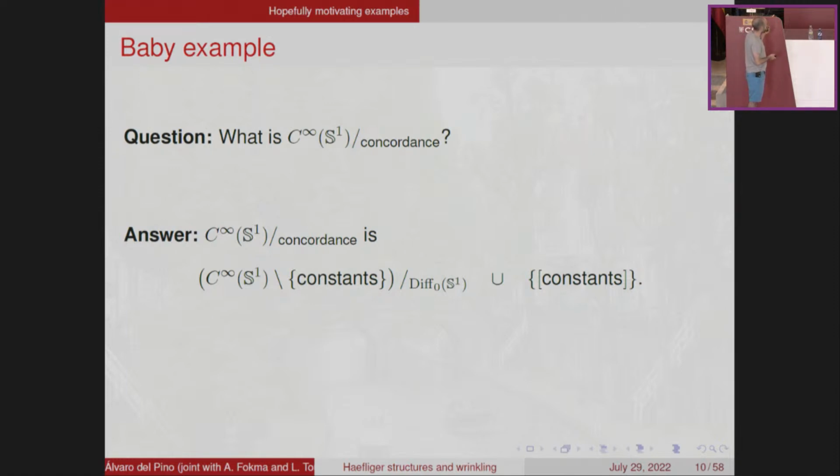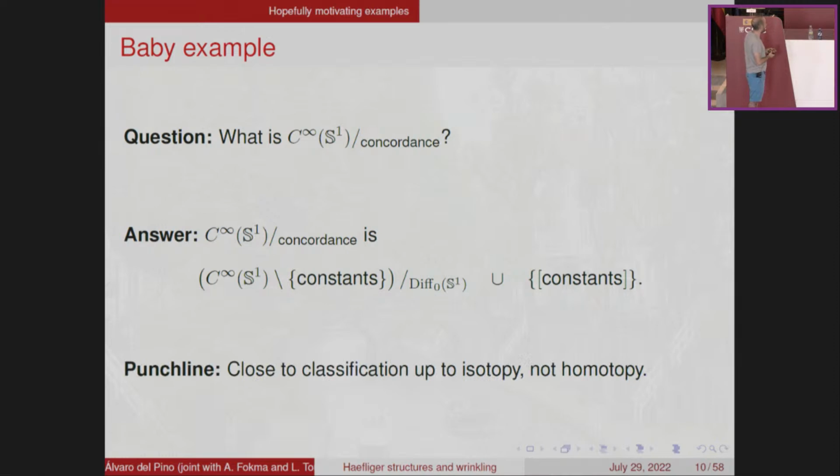Okay, what is the point of me rambling about this? The point is that in this case, the classification up to concordance is quite similar to the one up to isotopy, and homotopy is just very different. Homotopy is just super flexible, right? Everything was just homotopic.